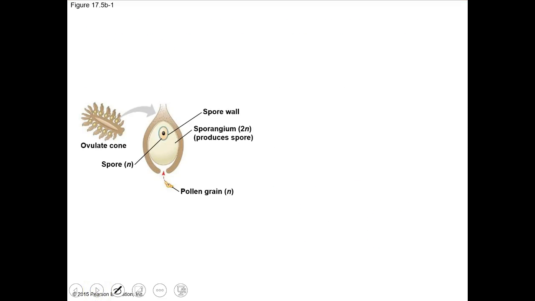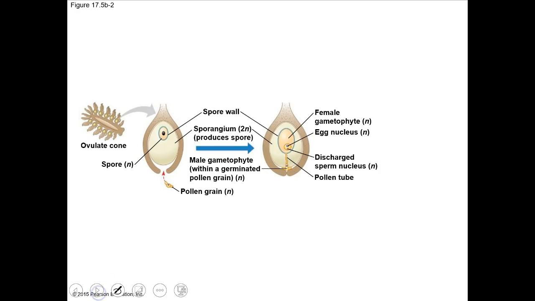It's falling apart. Okay, so in a cone, we might have a sporangium. This is what's producing our spore. So our little spore producer is there. There's a wall, there's a whole thing, but we don't need to know all those details.